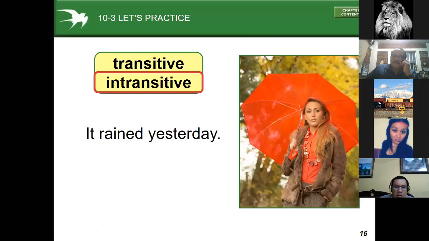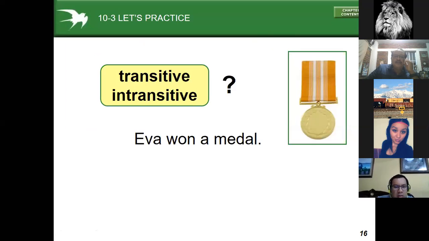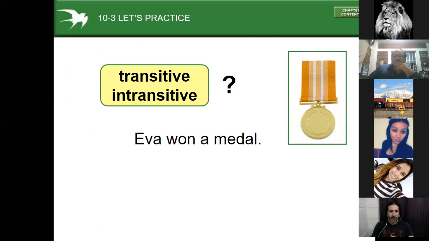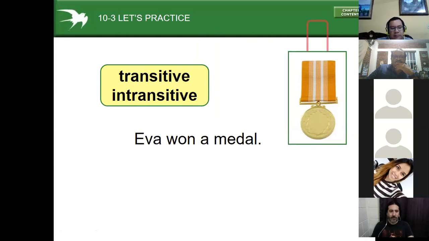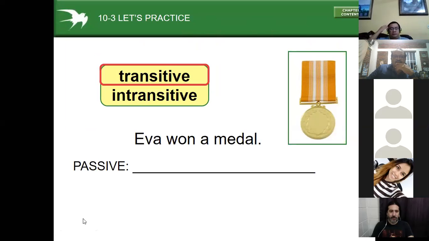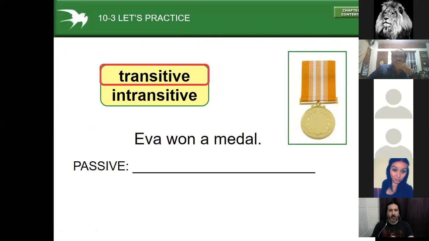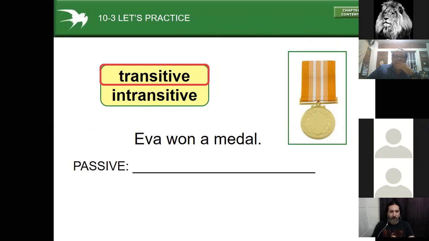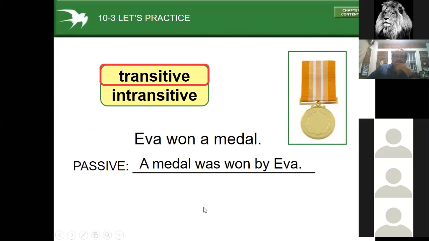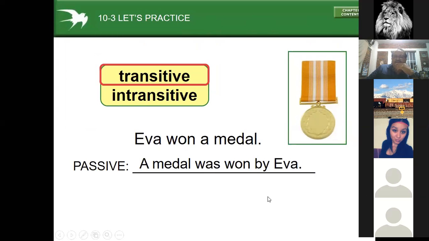Good. Next one. Eva won a medal. Transitive or intransitive? Transitive. Very good. Excellent. And the passive form is? The medal was won by Eva. Okay, here you see won, right? The medal was won by Eva. Very good. Excellent, people.